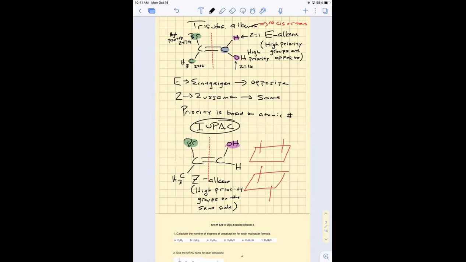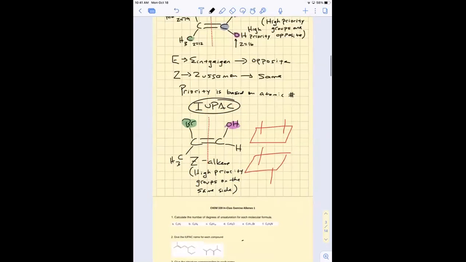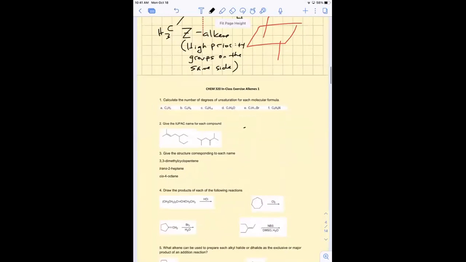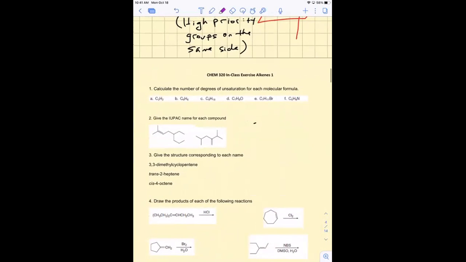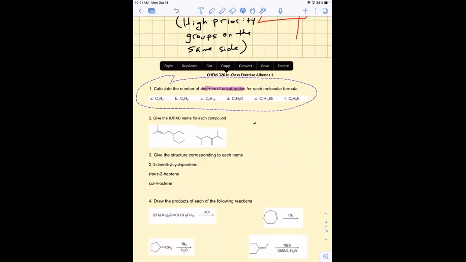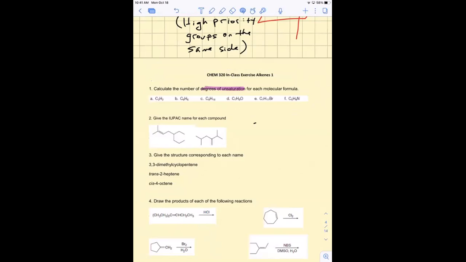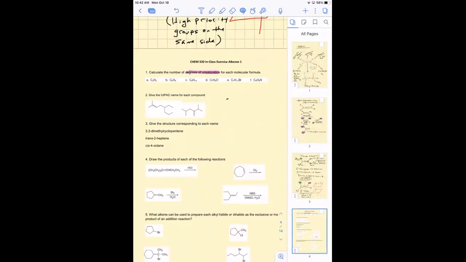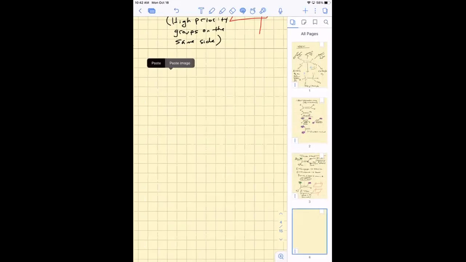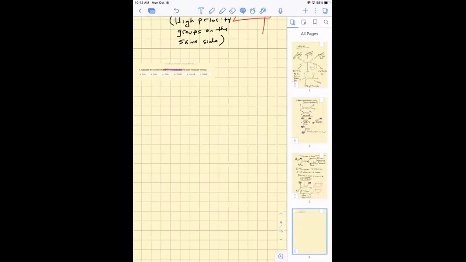All right. Another topic dealing with alkenes is the topic of degrees of unsaturation. Right. So let me cut this, and actually I'll cut them both out, but I'm going to paste them separately because I want to talk about each one separately. I need to add a page. So let's talk about degrees of unsaturation first.